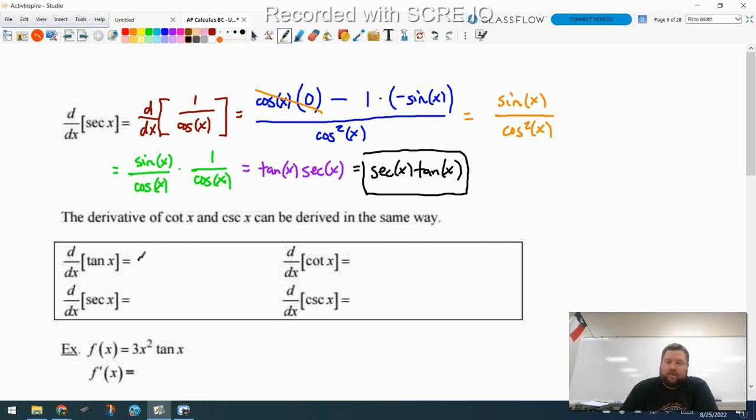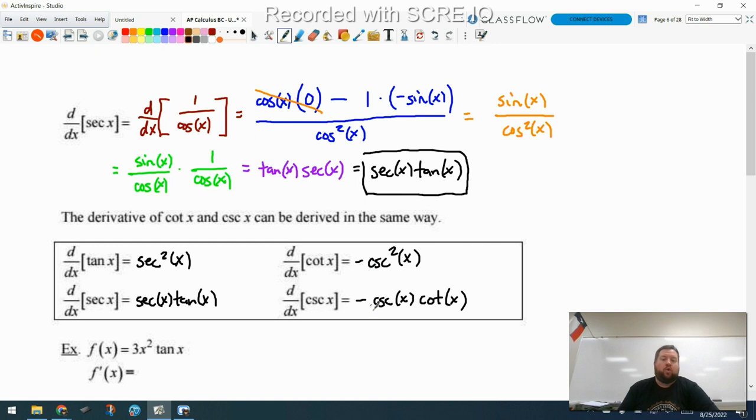Okay, so we're just going to record these down here. So we have secant squared x for derivative of tangent. We have secant tangent for the derivative of secant. Cotangent is negative cosecant squared x. So you can see how it's kind of related, right? It's the cosecant instead of the regular secant, and then it's negative instead of positive. And so cosecant is going to be similar. It's going to be negative, and then it's cosecant x, cotangent x. So these all have the co attached to them, and they have negatives. These are the regular positives.